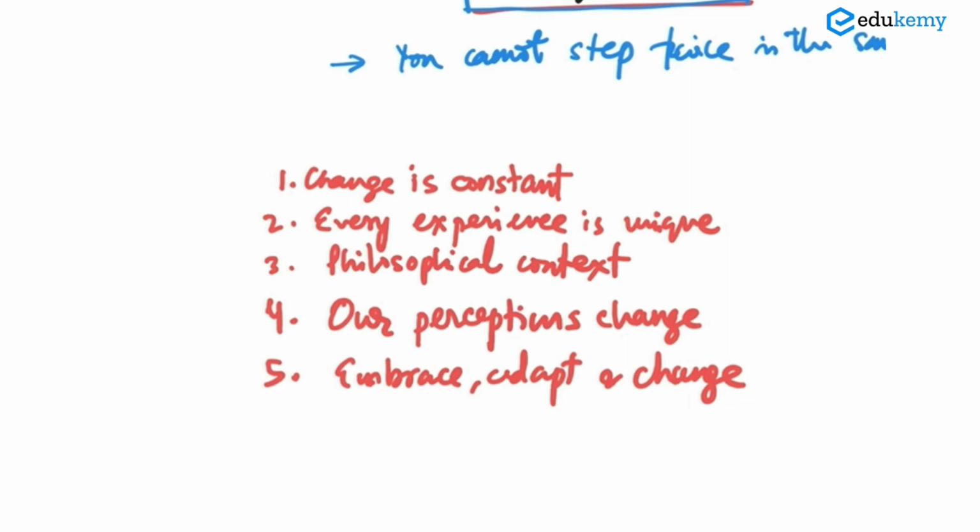The first one was change is constant. The second one was every experience is unique. The third one, we talked about some philosophical context. We took the example of Heraclitus, Umwelt, and Wabi Sabi, if you recall. And then we talked about how our perceptions of continuity also change, right? Our perceptions change, we change with time. And then finally, how we must embrace change and adapt to become the best version of ourselves, right? So these were the five arguments.